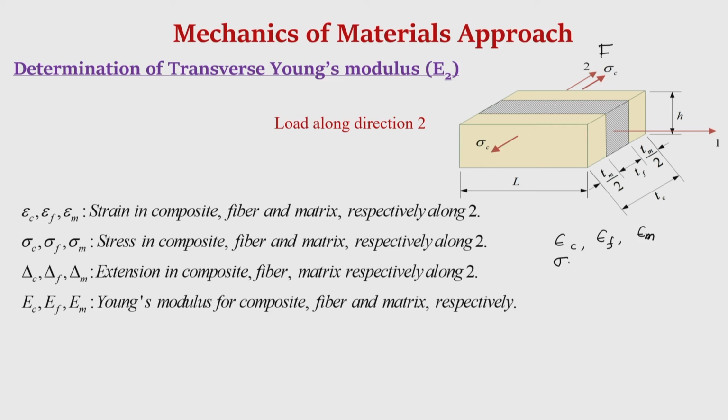And say the corresponding stresses in the composite, fiber and matrix because of this load along direction 2 are sigma_c, sigma_f, sigma_m, and say capital delta C, delta F and delta M are the extensions. We apply a tensile load along 2, therefore the extensions for the composite, fiber and matrix are delta C, delta F and delta M. E_c is the Young's modulus of the composite along direction 2, E_f is the Young's modulus of the fiber, and E_m is the Young's modulus of the matrix. Now, the total deformation along 2 is nothing but the deformation of the fiber plus the deformation of the matrix. That means the extension along direction 2 because of the load F is contributed by the extension of the fiber and the matrix.